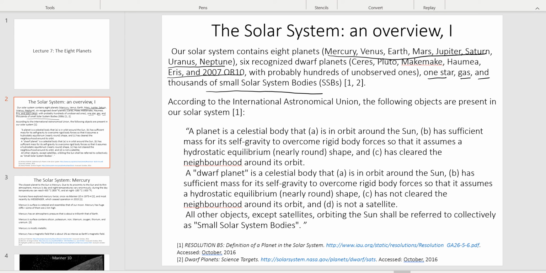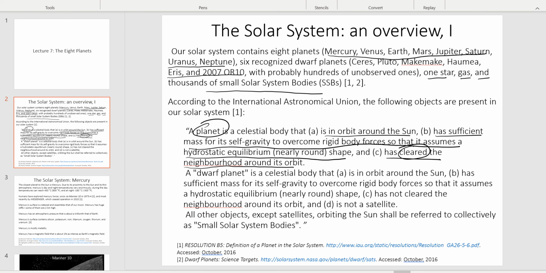So in any case, let's go through the definition of a planet. A planet is a celestial body that is in orbit around the sun. That part I think you knew already. B, has sufficient mass for its self-gravity to overcome rigid body forces so that it assumes a hydrostatic equilibrium or nearly round shape. And C, this is the second part I mentioned, has cleared the neighborhood around its orbit. This is maybe a more straightforward way of saying what I was trying to say before. By cleared, what it means is that the orbit doesn't have orbits directly adjacent to it of other objects.